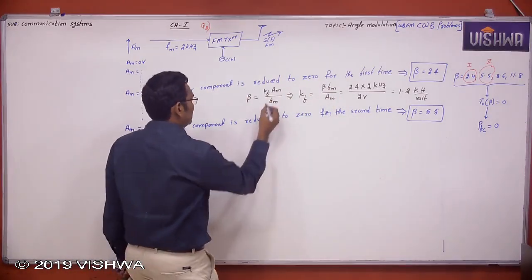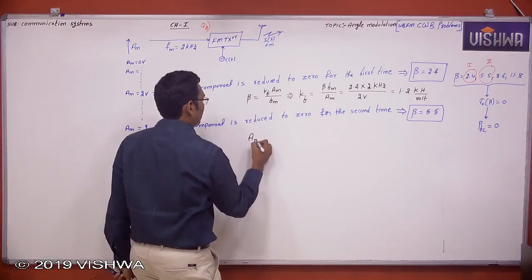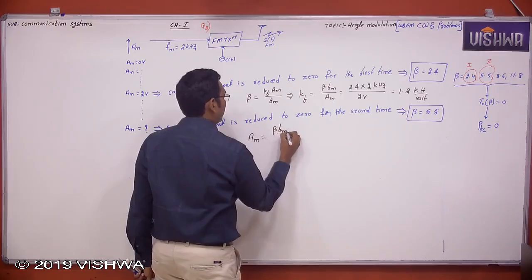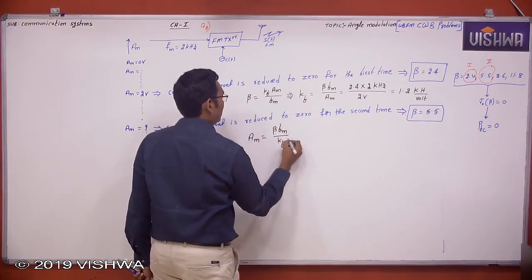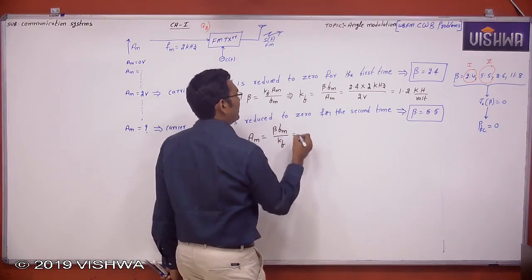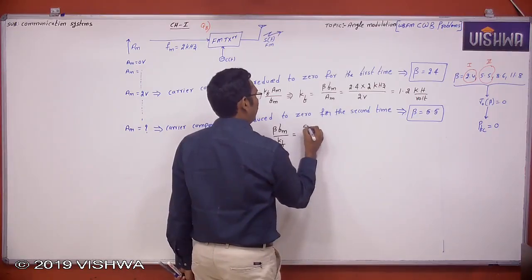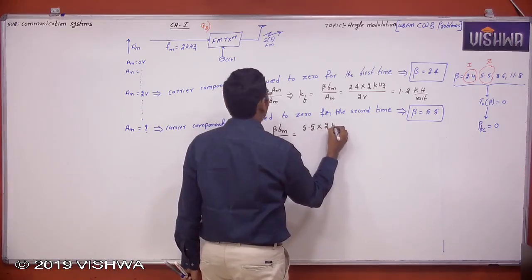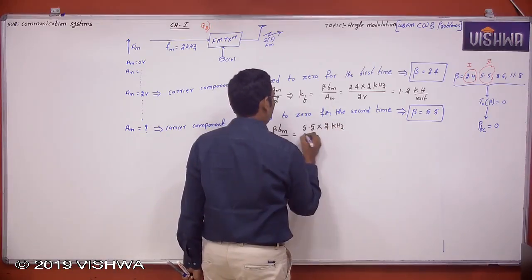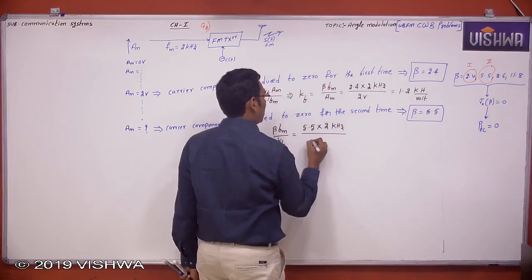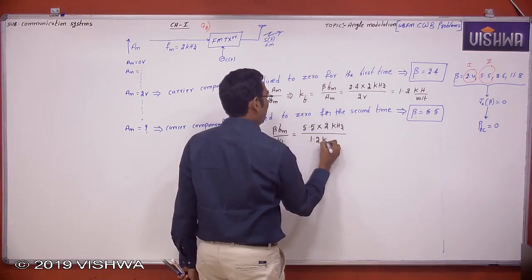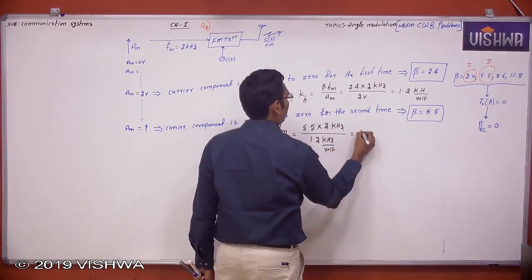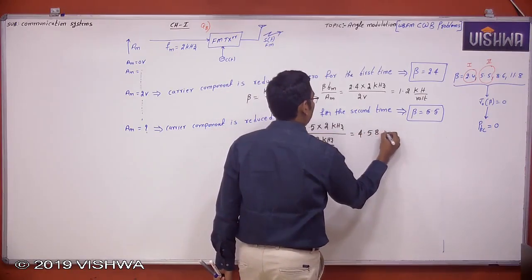Now, what is the amplitude of the message signal under this condition? Am is equal to beta into fm by kf. Beta is nothing but 5.5, fm is 2 kilohertz, divided by kf, which we just calculated as 1.2 kilohertz per volt, which is equal to 4.58 volts.